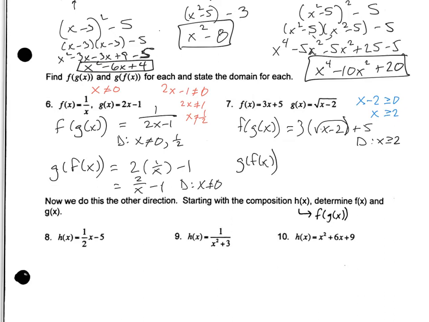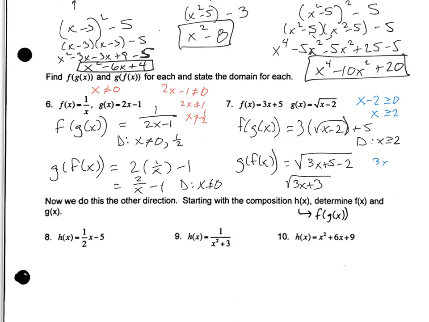So now we're going to start with g and put f inside. So g says the square root of something minus 2, and our something is 3x plus 5. So now we get the square root of 3x plus 3. So now we have to say, okay, that has to be greater than or equal to 0.